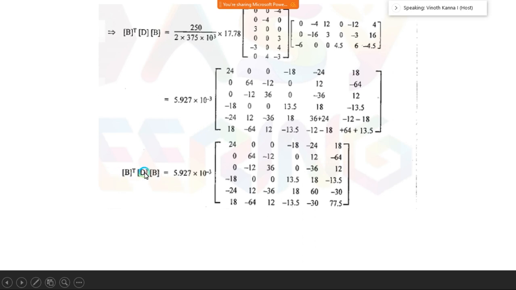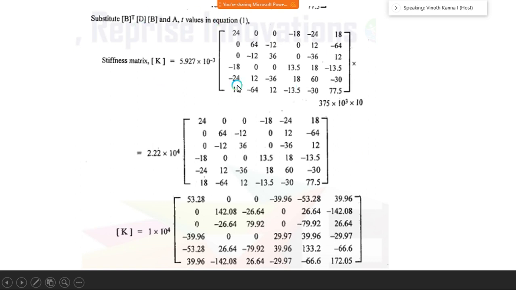Then you have to multiply with A into T. That is, area into thickness also you need to multiply, then only you get the K value, that is the stiffness matrix for element 1. The area is 375 into 10 power 3, and the thickness they are giving is 10. Just multiply and you get the element stiffness matrix K. Here they keep 1 into 10 power 4 as a constant outside and everything else inside, in order to add element 1 and element 2 in an easy manner.